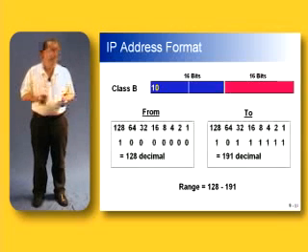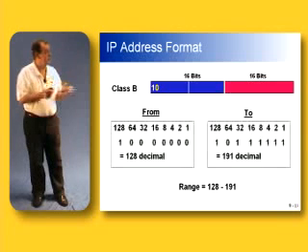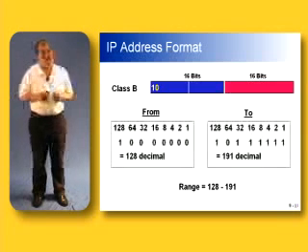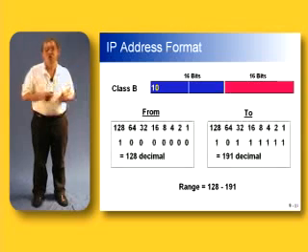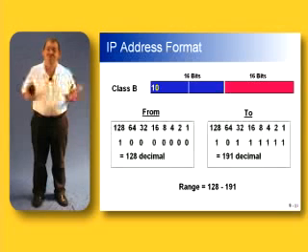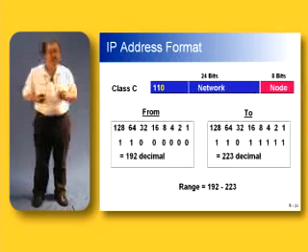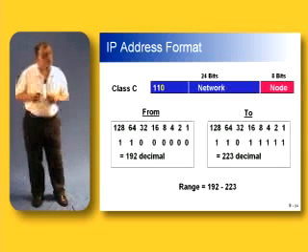So again, that helps us, because it means that when we look at an IP address and the first octet is set anywhere between 128 and 191, we look at a Class B address, and that means that the first 16 bits should be considered the piece of wire, and the last 16 bits are considered host space.